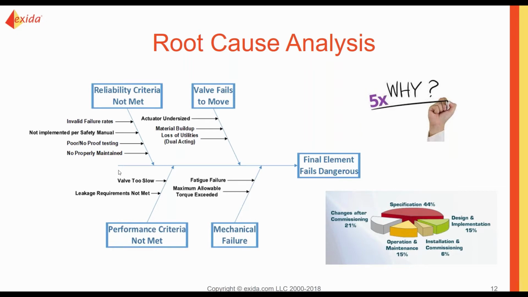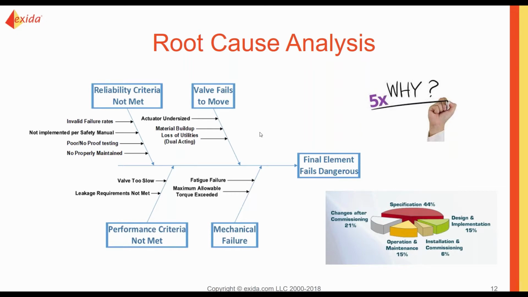So these two on the left, they're a little harder to detect, because if you don't have a good program in place, you're not going to see them. But the valve could be too slow, or the valve may not meet the leakage criteria. So those are failures that may not be readily apparent. These other two, the valve not moving or the mechanical failure, you're going to see clearly.